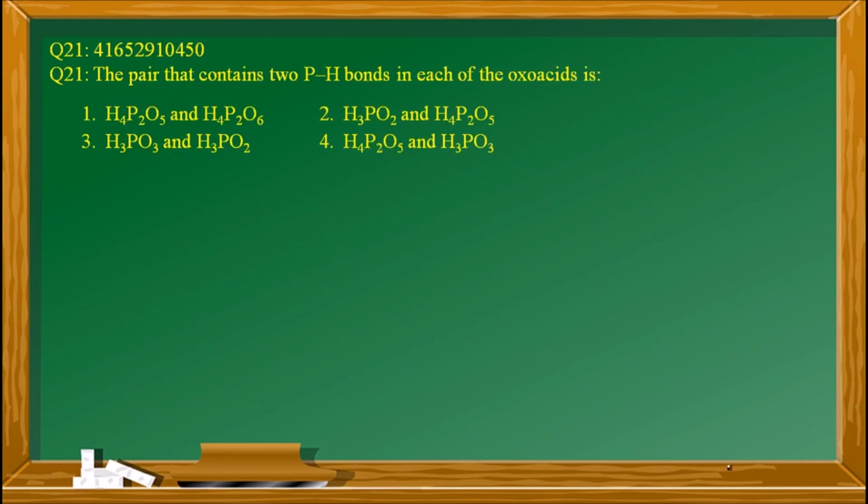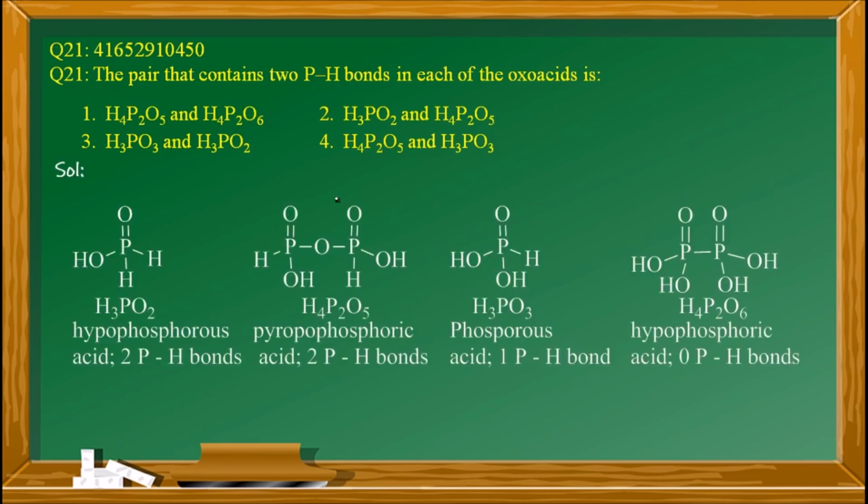Next, question number 21. The pair that contains 2 P-H bonds in each of the oxoacids is, what are the oxoacids? They have given all phosphorus acids: H4P2O5 and H4P2O6, H3PO2 and H4P2O5, H3PO3 and H3PO2, H4P2O5 and H3PO3. If you know the structures of these phosphorus acids, you can straight away give the answer. Let us see.